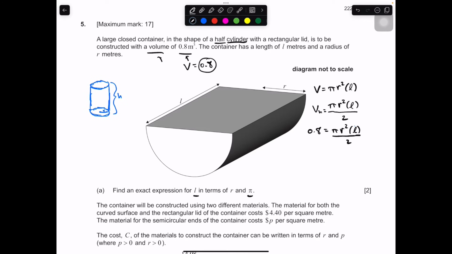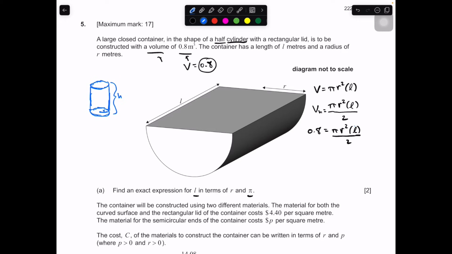Now find an exact expression for L in terms of r and pi. And this is actually going to be a fair bit of algebra, more than you might expect, potentially, on an AI paper. So we don't want this 2 here. This is pi r squared times L divided by 2, but we want L all by itself. So how can we do that? Let's get rid of this divide by 2, and to do that, let's multiply both sides by 2.